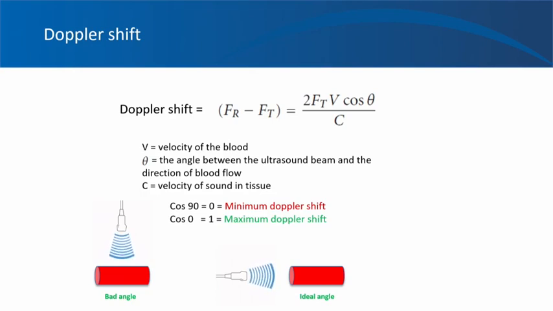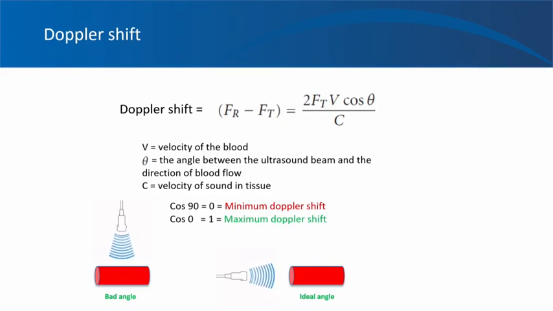Now that we know the basic principle, we will look into the Doppler shift in a little more detail. So Doppler shift is the difference between transmitted and reflected frequencies. It is given by the formula: the difference between reflected and transmitted frequencies is equal to 2 times the transmitted frequency multiplied by V, that is the velocity of the blood, and cosine of theta, divided by C, that is the velocity of sound in the tissue.